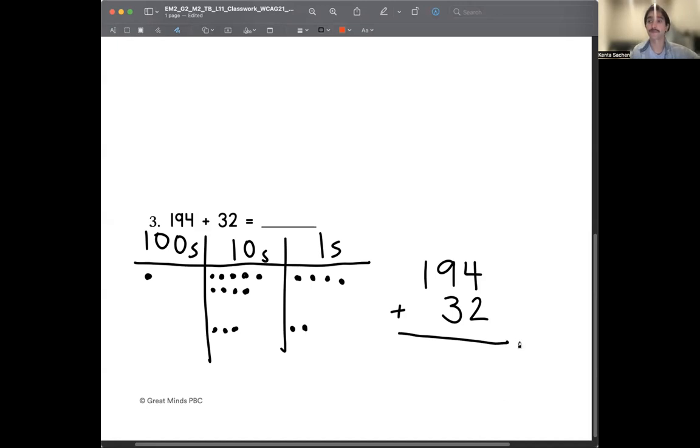Okay. Now I'm going to start adding or counting. How many ones do I have altogether? Isabella, how many do I have? Yeah, there's 6 ones, right? So let's go ahead and write 6 here. We can do the same thing, right? 4 plus 2, 4, 5, 6. 6 right here.